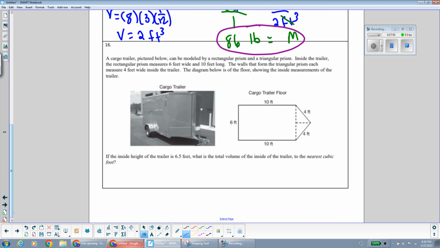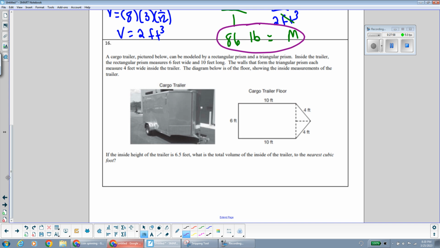Okay. A cargo trailer pictured below can be modeled by a rectangular prism and a triangular prism. Inside the trailer, the rectangular prism measures 6 feet wide and 10 feet long. The walls that form the triangular prism each measure 4 feet wide inside the trailer. The diagram below is of the floor, showing the inside measurements of the trailer. If the inside height of the trailer is 6.5 feet, so the whole way through the trailer, the height is 6.5 feet, what is the total volume of the inside of the trailer to the nearest cubic foot?